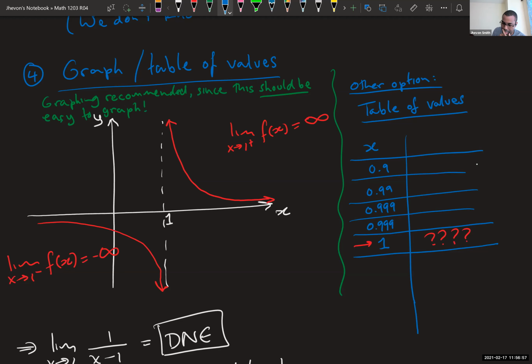So you actually want to compute 1 over 0.9 minus 1, calculate that, whatever you get. Then you're going to do 1 over 0.99 minus 1, 1 over 0.999 minus 1, 1 over 0.9999 minus 1. You're going to realize that you're getting bigger and bigger numbers here, which indicates to you infinity. And then, I actually did this opposite. This was from the left.